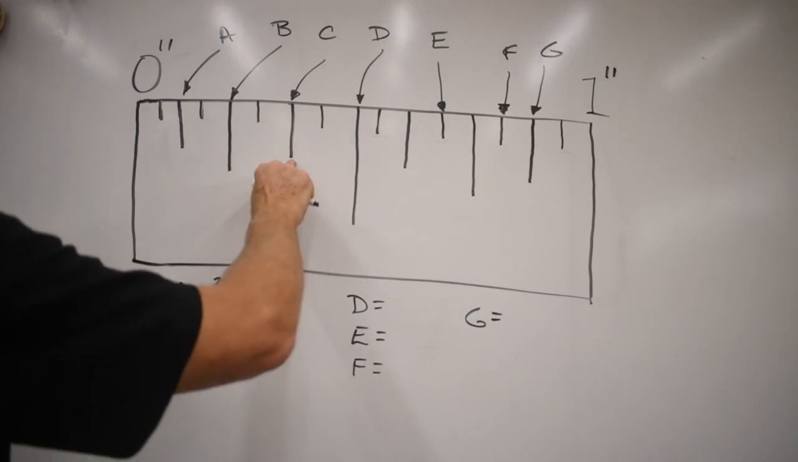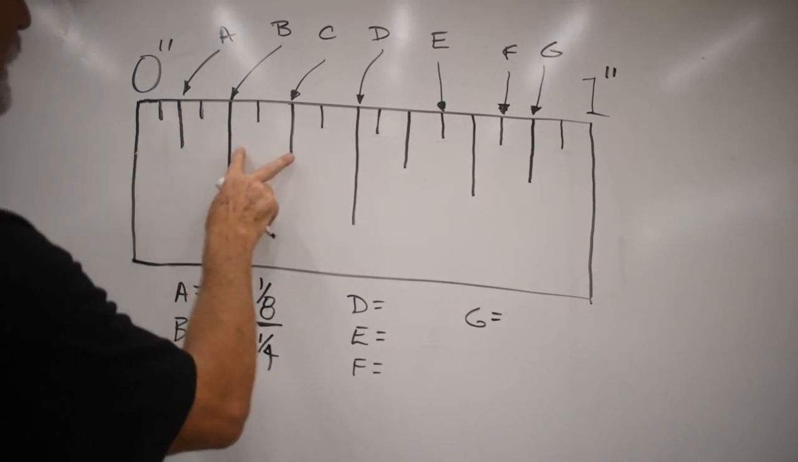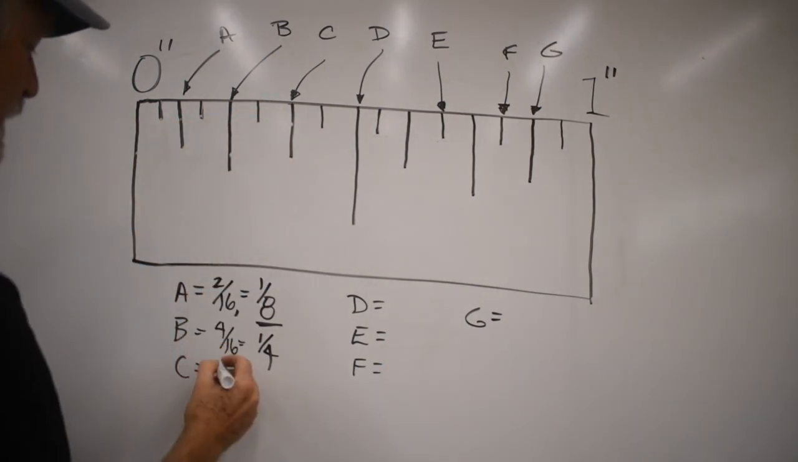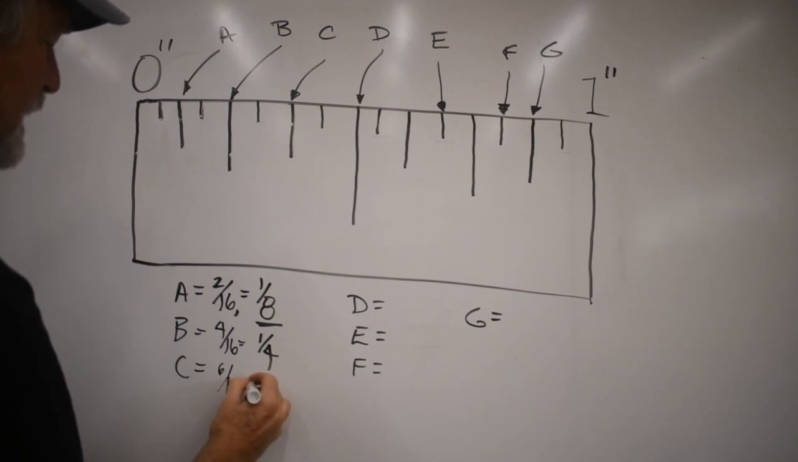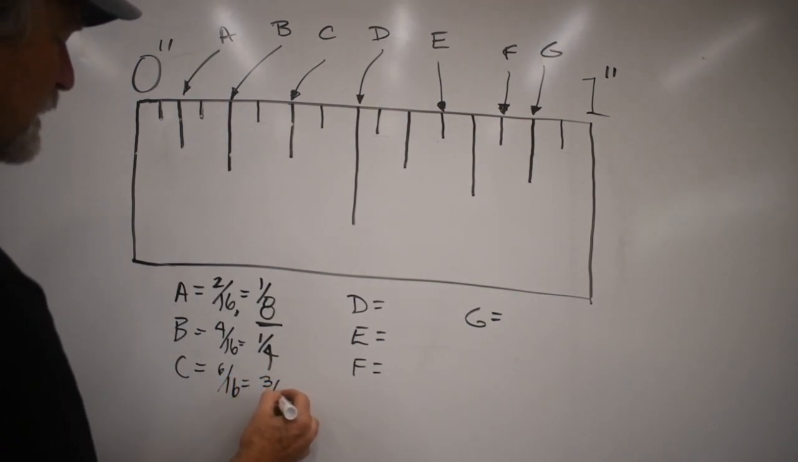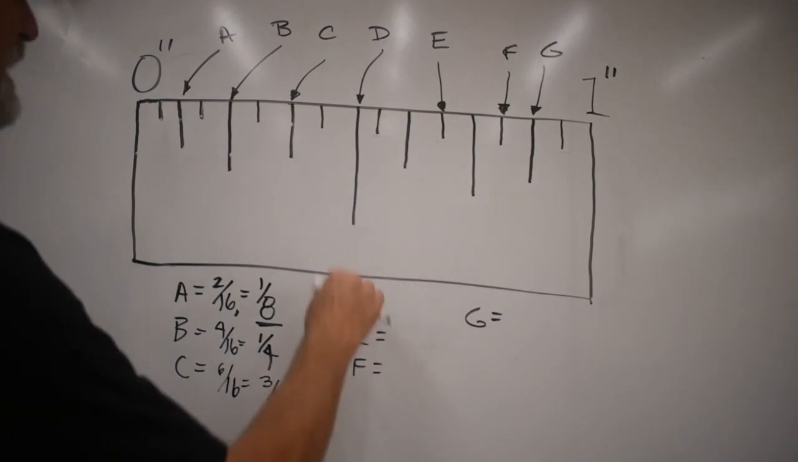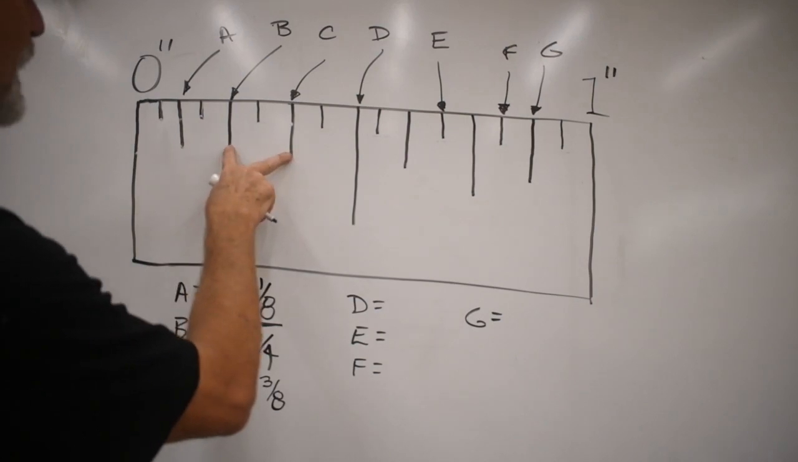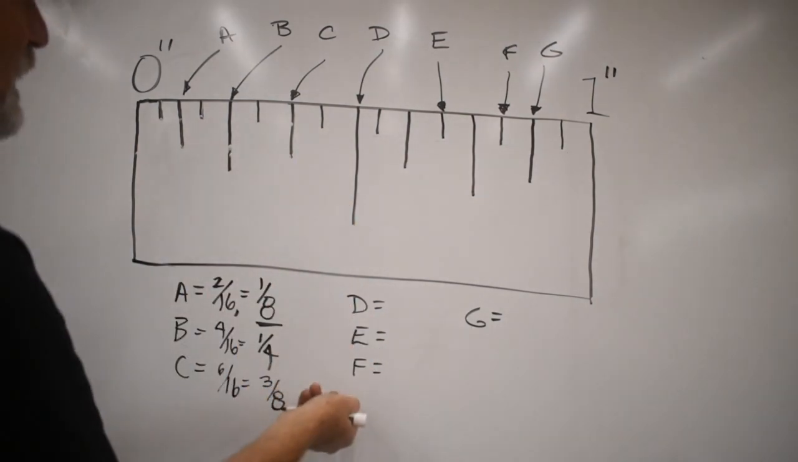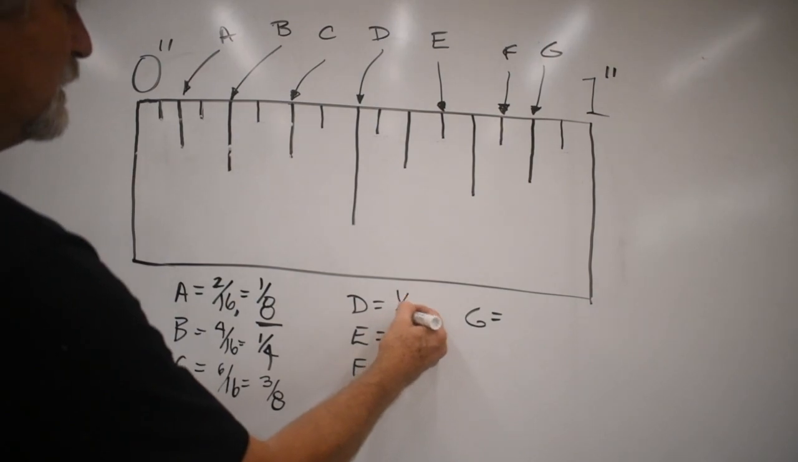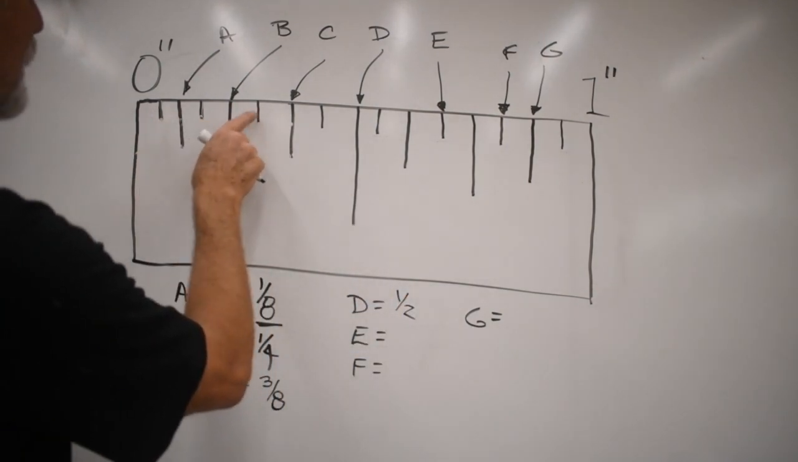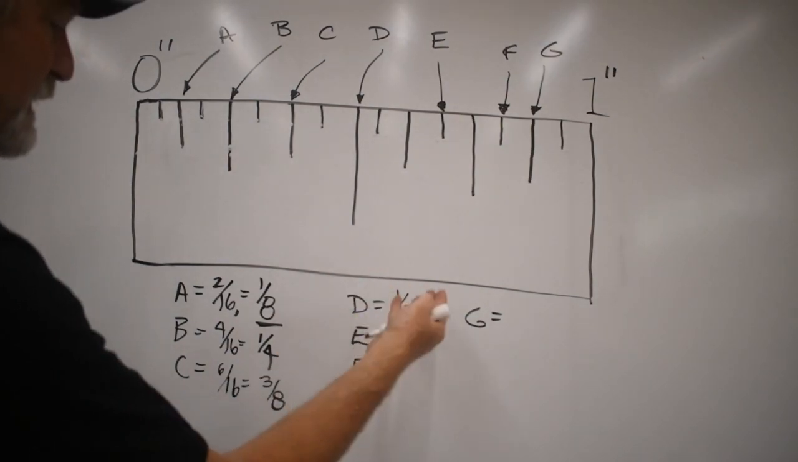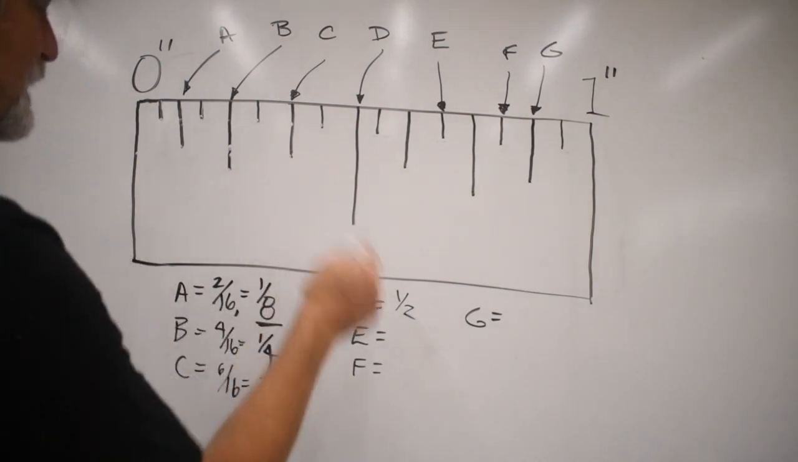C, we all know that's 3/8 because it's 1, 2, 3/8. But you could also say 1, 2, 3, 4, 5, 6. 6/16 equals 3/8. All right, we're almost done. D, we know it's 1/2. We could say it's 1, 2, 3, 4/8, which is 1/2. We could also say it's 8/16, which becomes 1/2. There we go. We could even say it's 2/4, which is 1/2.